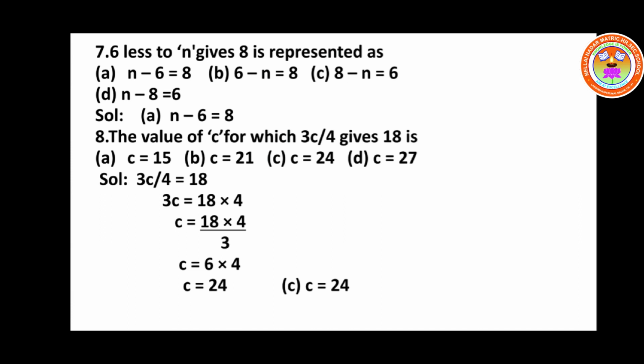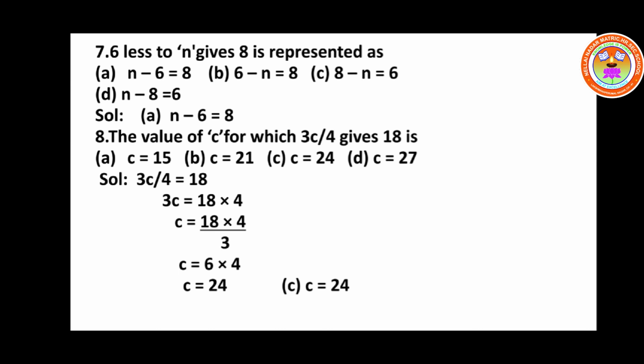Option A, n minus 6 is equal to 8. Option B, 6 minus n is equal to 8. Option C, 8 minus n equal to 6. Option D, n minus 8 equal to 6. So the solution is option A, n minus 6 equal to 8, because 6 less than n. So 6 is less than n and it gives 8. So n minus 6 is equal to 8 is the correct answer.